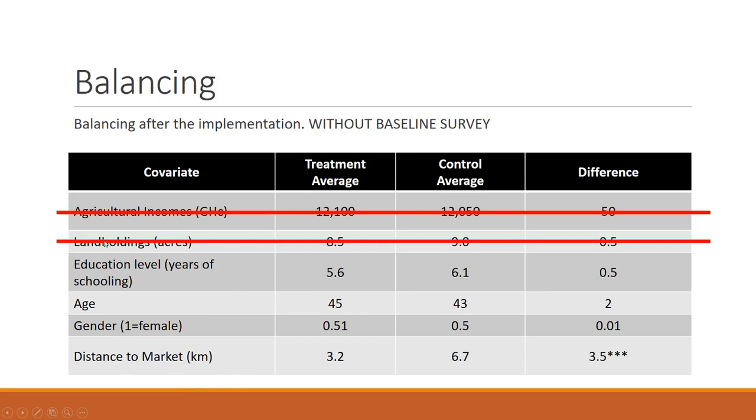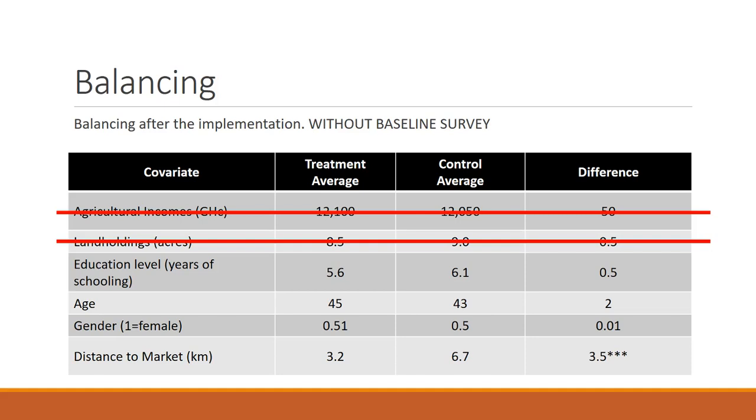We will not balance across variables that could have been affected by the treatment. All right, ex post, after the implementation, we do not balance across variables that could have been affected by the treatment. Why don't we balance across those variables? We have to remember, why are we doing the balancing test? We're doing the balancing test to see whether or not our treatment group is the same as our control group on average.